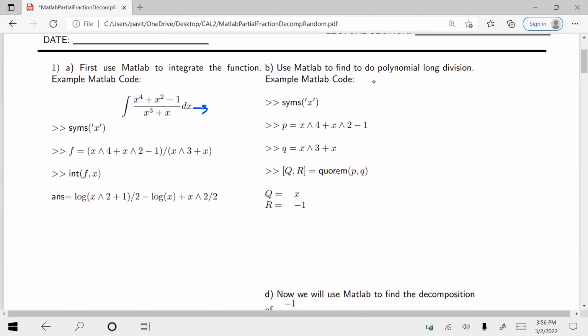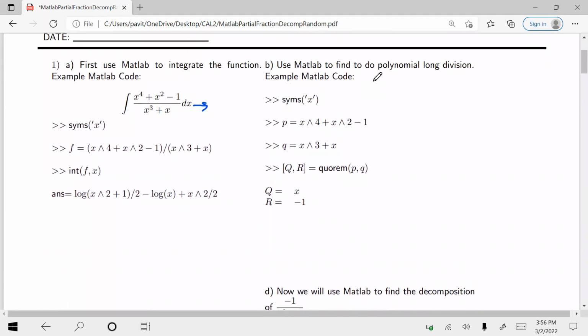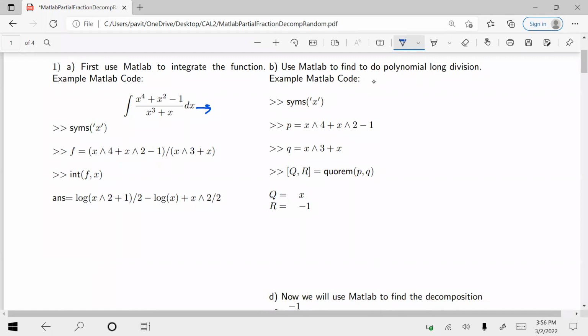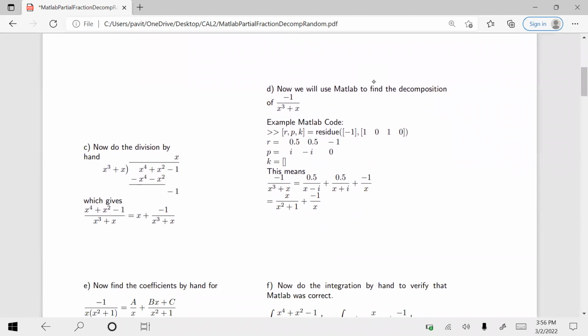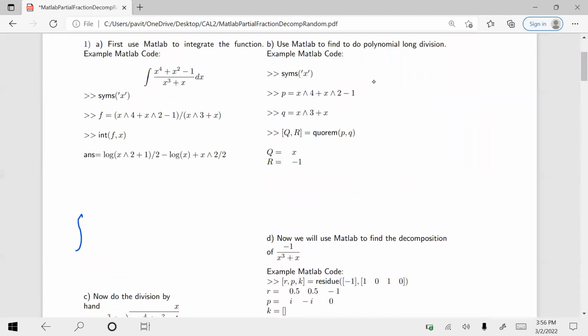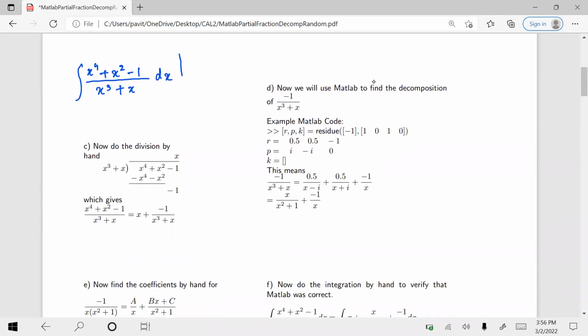Now I will start with hand calculations. I will not go with MATLAB code as of now. We will concentrate only on the hand calculations. The given problem is the integral of x to the power of 4 plus x squared minus 1, divided by x cubed plus x, dx, right? Now, the first method to simplify this is through long division.